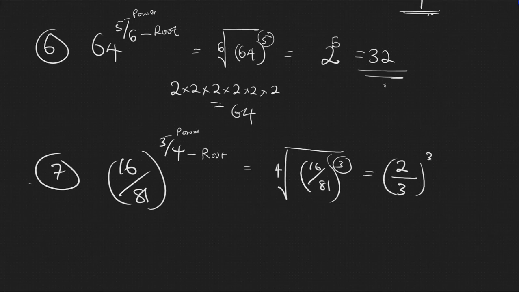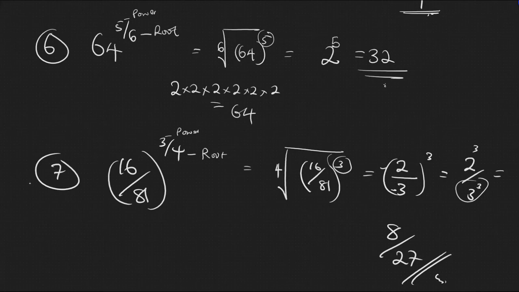In this case, this power is for both 2 and 3. So we're going to distribute this power to both of them. We have 2 raised to the power 3 over 3 raised to the power 3, which is the same thing as 2 raised to the power 3 is 8, and 3 raised to the power 3 is 27. So that's our answer.